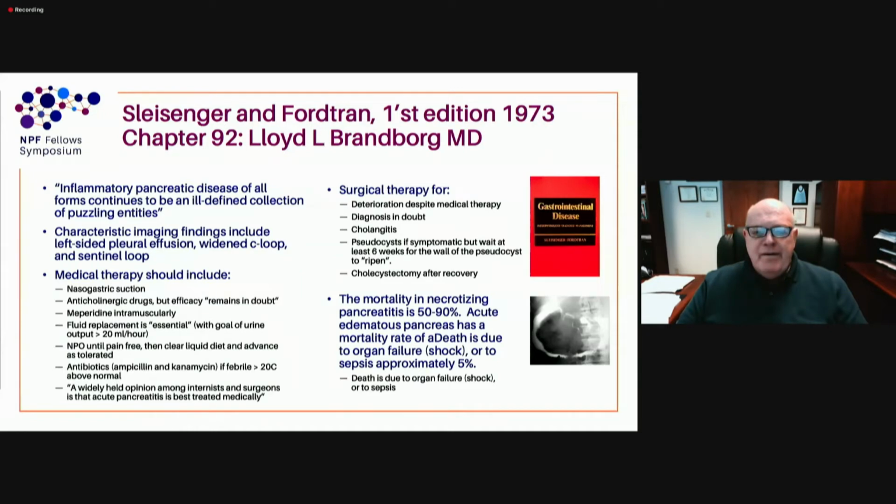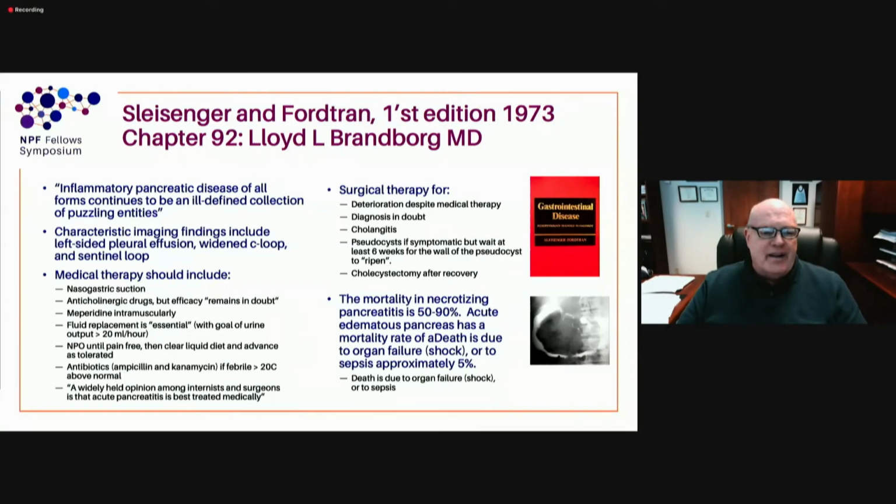So as I was preparing for this talk, I went back to the first edition of Schlesinger and Fordtran, a textbook that most GI fellows are familiar with. This is from the first edition, a chapter on pancreatitis, and I'll just point out a few interesting things. First, they noted that this was an ill-defined collection of puzzling entities, which probably still holds true today.